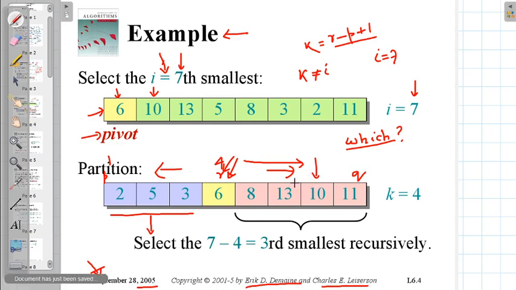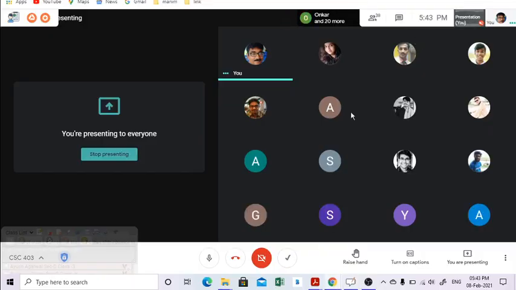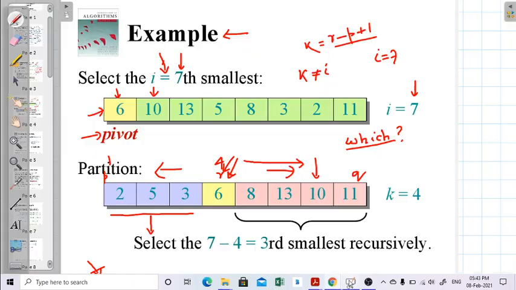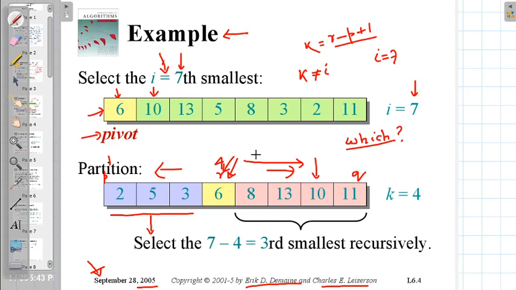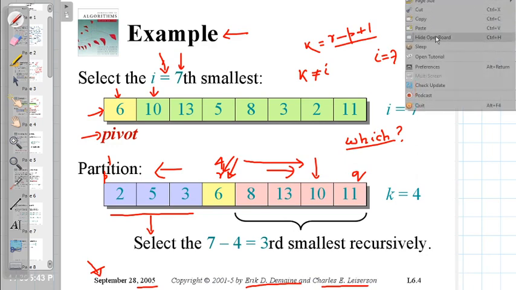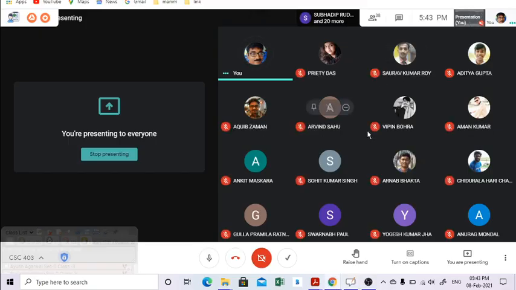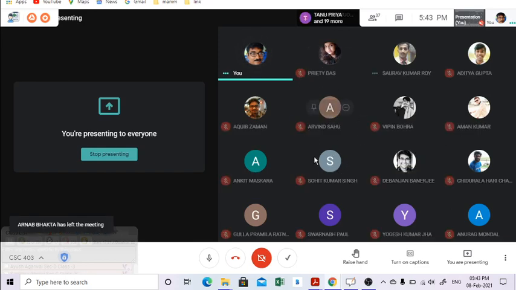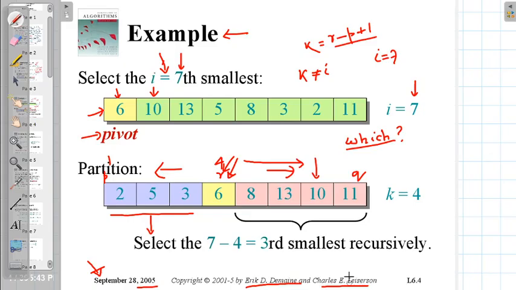Can anybody say? Hello? Hello? Can anybody say which smallest element? Who will be telling? Preeti, you tell me. You tell me. Which smallest element will I be searching in this list then?